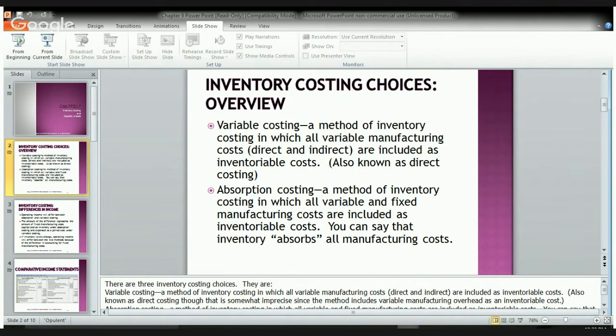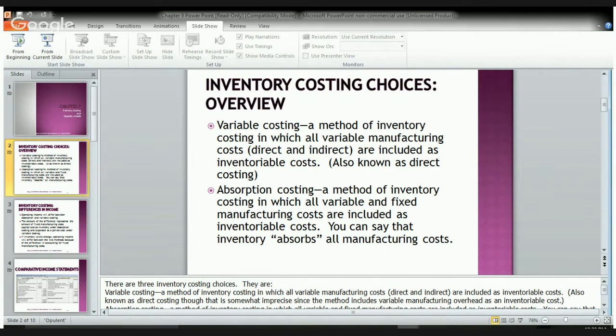Under absorption costing, it's the method of inventory costing in which all variable and fixed manufacturing costs are included as inventoriable costs. You can say the inventory absorbs all manufacturing costs. So the difference is, with variable costing, anything that's variable goes up on top. With absorption costing, all the manufacturing cost goes up on top. So that includes direct labor, direct materials, overhead, both fixed and variable. So just keep that in mind. Those are the two differences between those two.